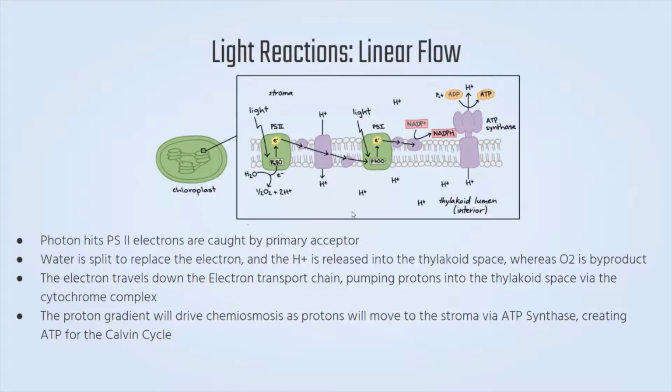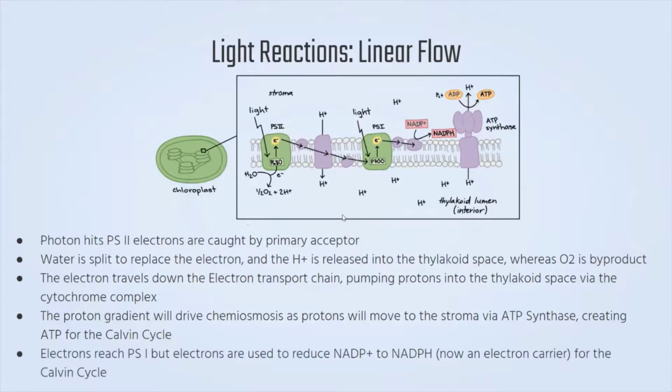If you want to learn more about chemiosmosis, you should check out the video about cellular respiration. The next step is for the electrons to pass through photosystem 1, but instead of traveling down the ETC, they will be used to reduce NADP+ to NADPH. NADP+ becomes an electron carrier, which basically takes the electrons to the next step of photosynthesis, and will be used in the Calvin cycle.